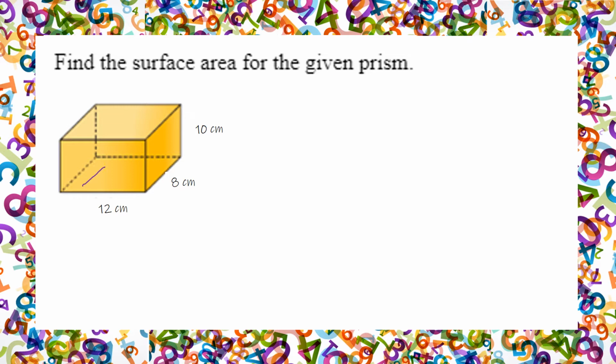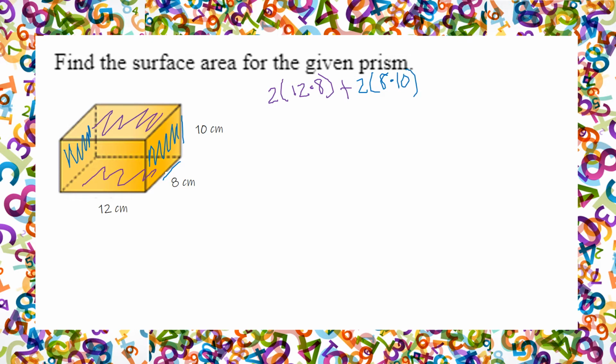So I've got 2 of these squares for the top. So I've got 2 of those, and those are 12 by 8. I'm going to add it to the next ones. I've got 2 of these sides over here, and those are 8 by 10. And then I've got the front and the back. So the front and the back are 12 by 10.